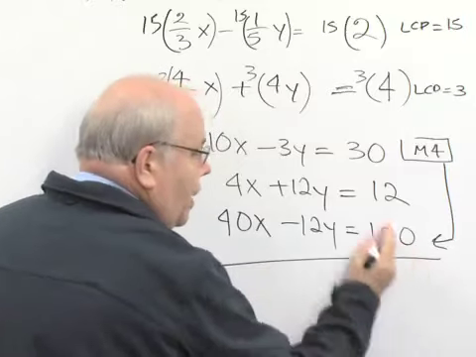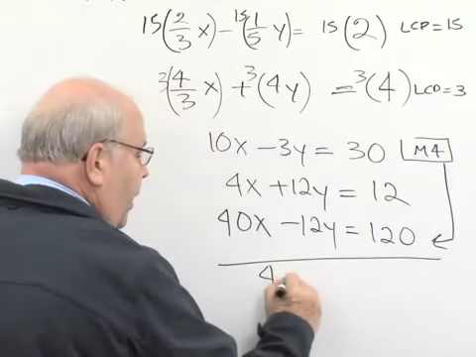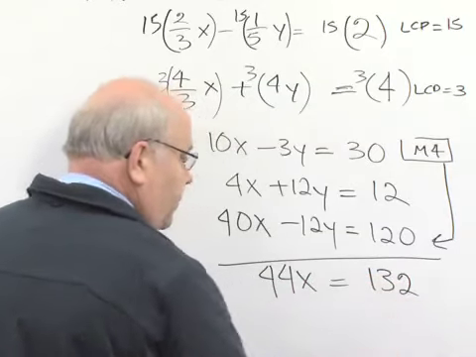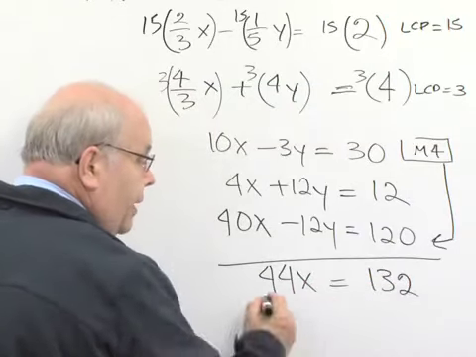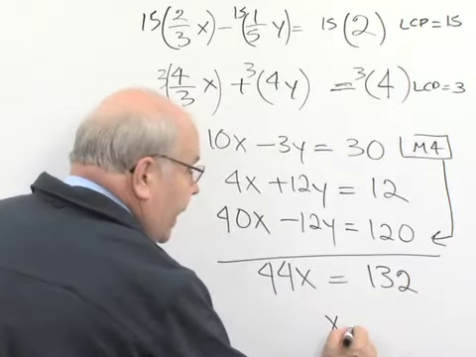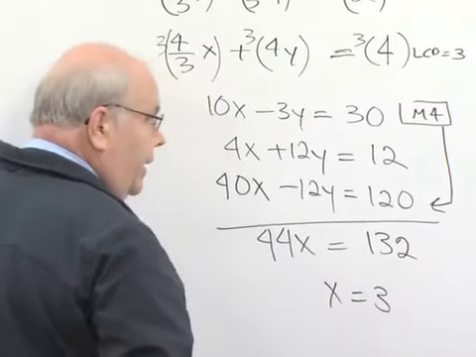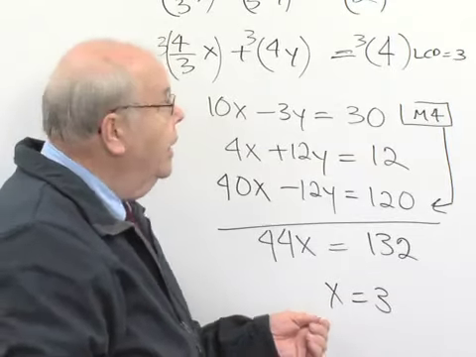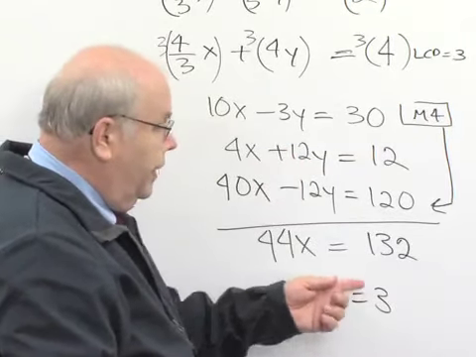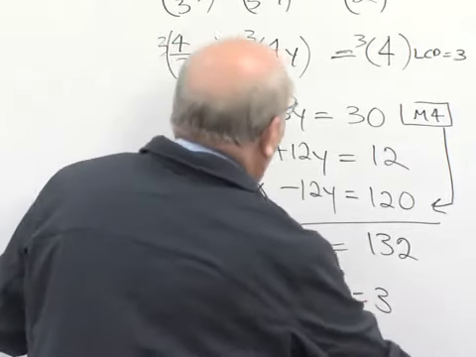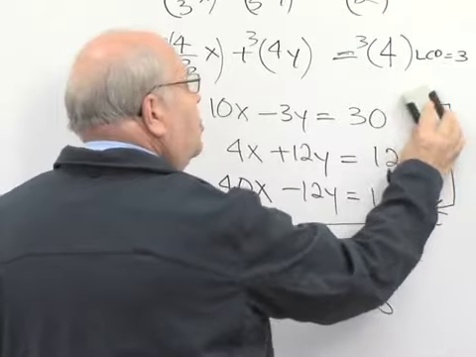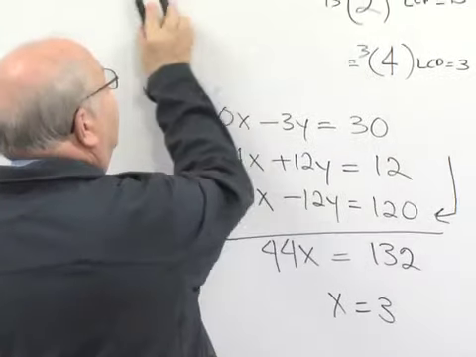When I add these equations together, I get 44x equals 132. If I divide both sides by 44, I get x equals 3. Now, what I need to do is to erase my work and go back and see if I can find out what y is. I'm going to go back to this equation here, which was so easy to work with.